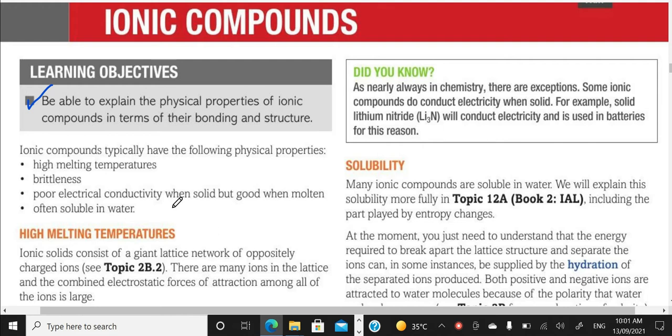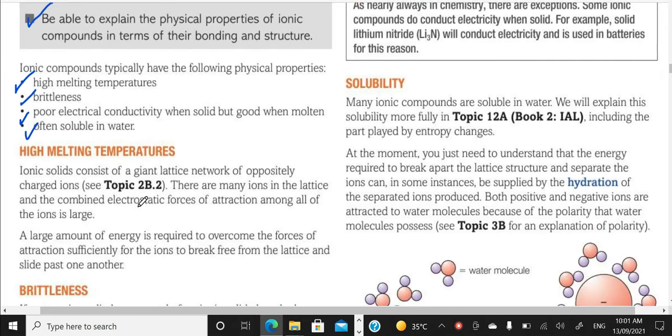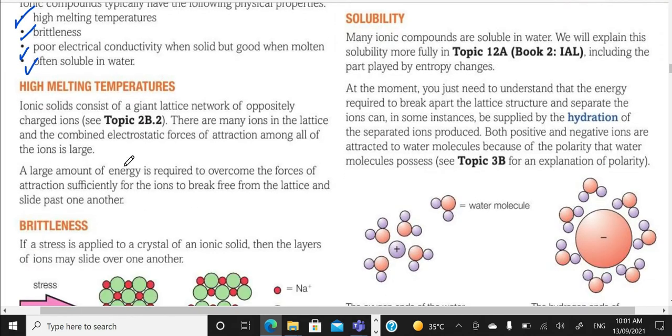Ionic compounds typically have these common physical properties: high melting temperature and boiling points, also brittleness and poor electrical conductivity, and often soluble in water. So we are going to talk about these ones. So first of all, high melting temperature, we need to consider this in our mind.